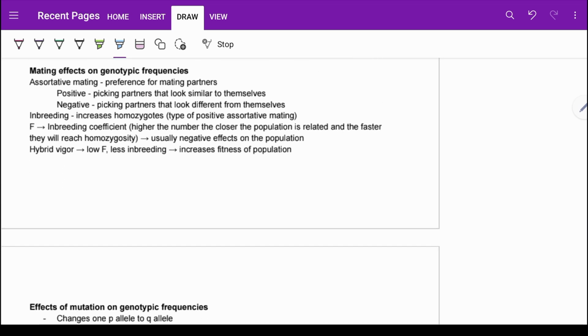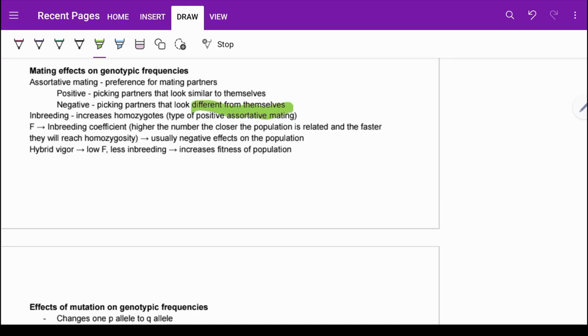There are a lot of effects on genotypic frequency that are outside of Hardy-Weinberg equilibrium, such as mating effects. We have assortative mating, which is preference for mating partners. Positive assortative mating would be picking partners that look similar to themselves. Negative would be picking partners that look different from themselves.